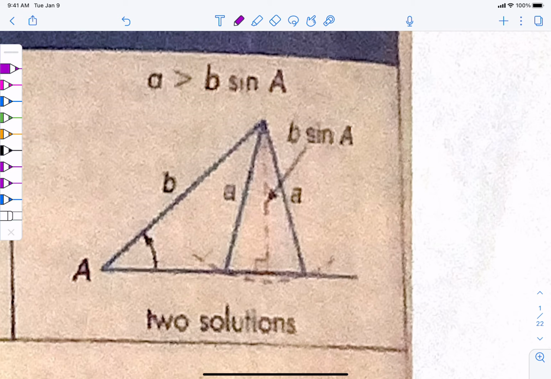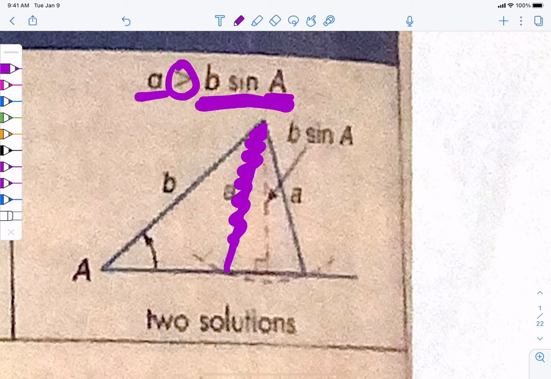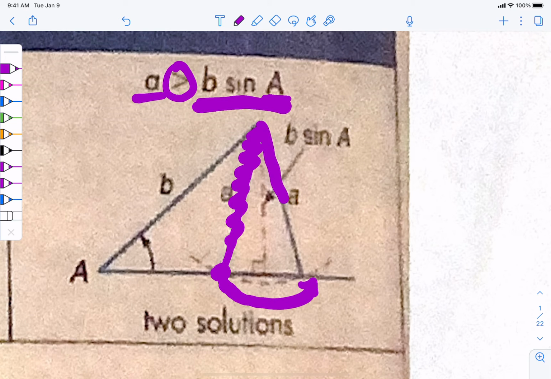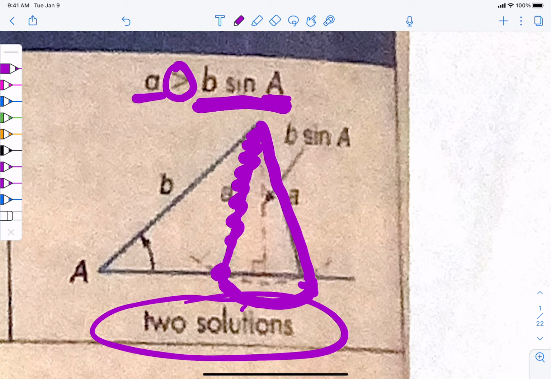Ready? If little a, the side opposite from angle A, is bigger than B times sine of A, what can happen is you have this side touching over here, but I can loop it around and have it touch over here as well. So I can have it making two different triangles depending on how I'm swinging that third side. Does that make sense? So if that's the case, then I have two triangles occurring, and that's just a weird thing that happens with the law of sines.